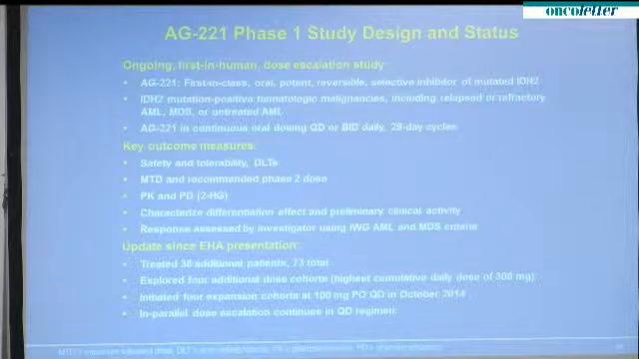This update that we're giving, the last update was given at the meeting of the European Hematology Association. We've treated an additional 38 patients for a total of 73 patients on study as of October 1st, 2014. We've explored 4 additional dose cohorts with cumulative daily doses up to 300 milligrams. We've initiated 4 expansion cohorts at the 100 milligram once a day level, and there's in parallel dose escalation with both twice a day and once a day dosing regimens.